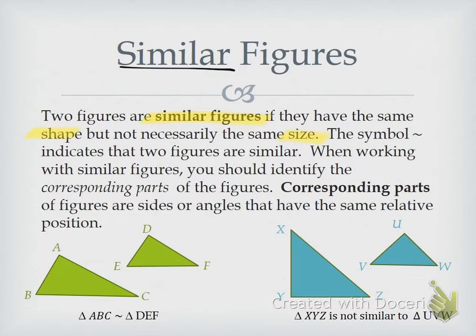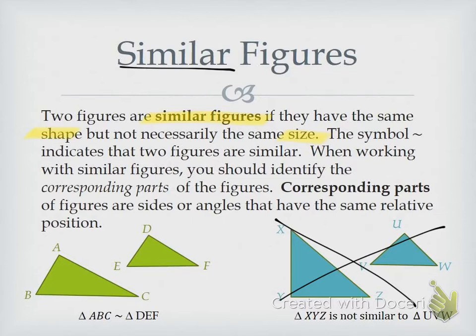They are shown to be similar with the sign also. You see the squiggly sign that shows that two figures are similar. The figures on the right are two completely different triangles. They're not similar figures, so the corresponding angles and sides and their congruent measures would not apply.